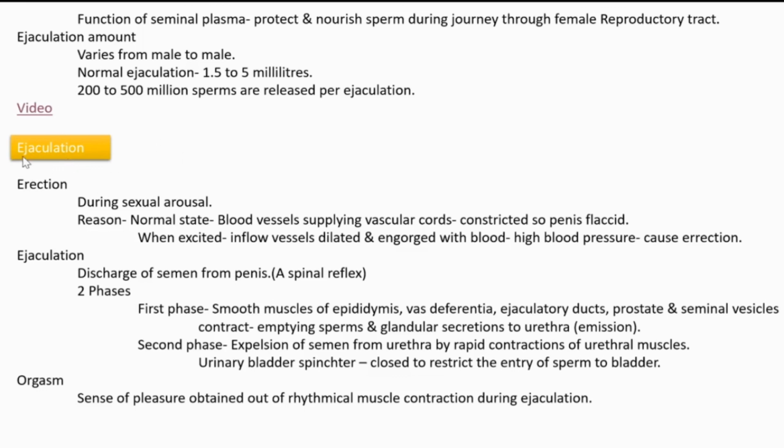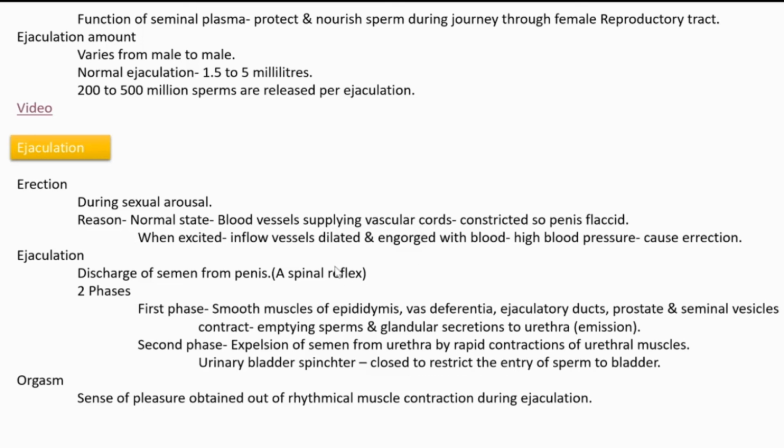Ejaculation. Before that we need to understand erection. What is the erection of the penis? It happens during sexual arousal. Whenever a person has an interest in a sexual relationship, during that period erection happens. What is the reason? In the normal state, the blood vessels supplying the penis are constricted. As they are constricted, there is not enough blood inside the vascular cords, so the penis is flaccid.